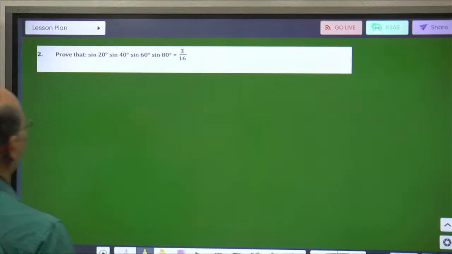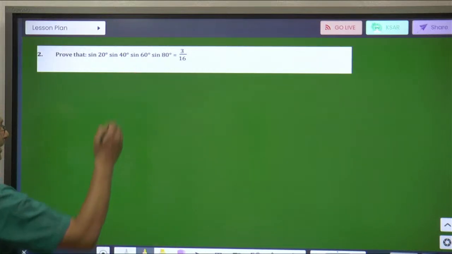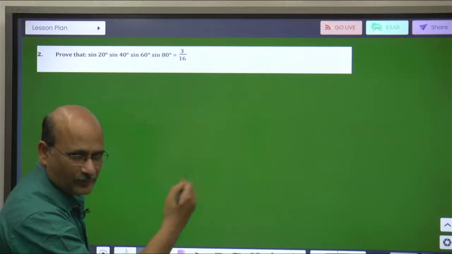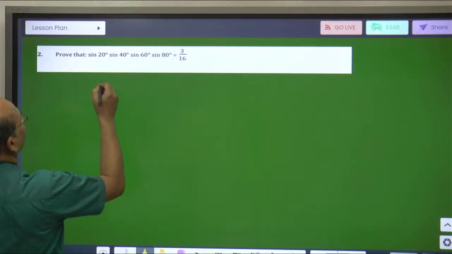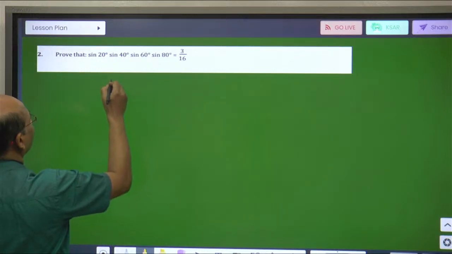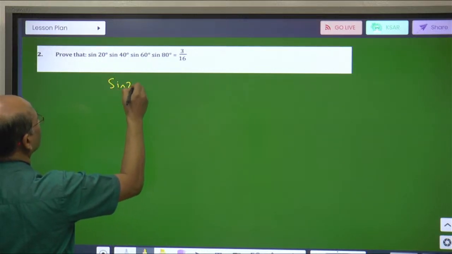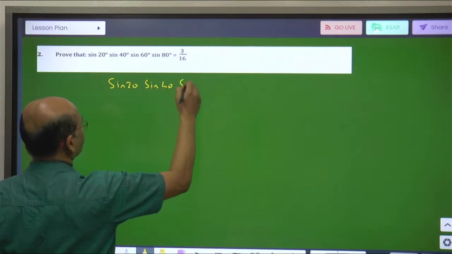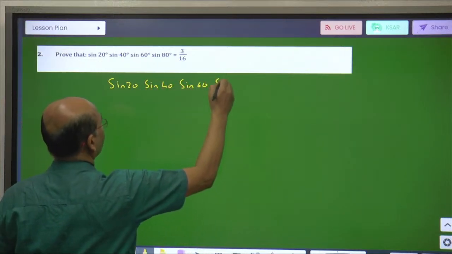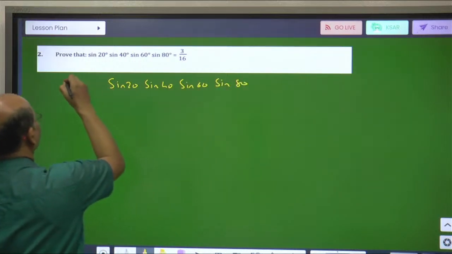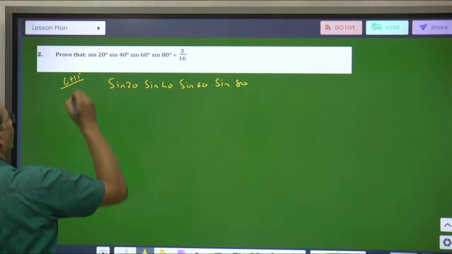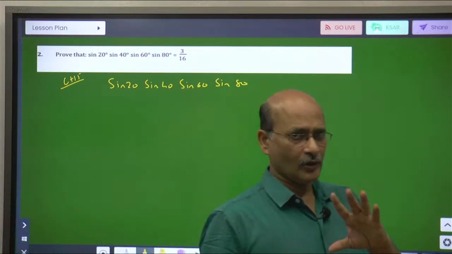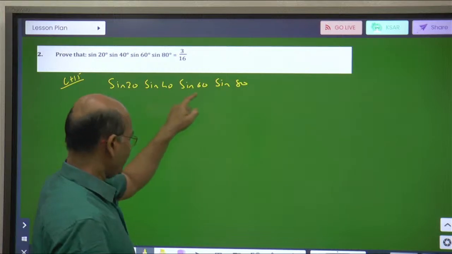Okay. Now, again here, this is a nice question. I will come to that formula once again, back to back we will take it. They are telling us to prove that sine 20, sine 40, sine 60, sine 80 is my LHS, and it equals 3 upon 16. Now, hold on. There is a product.